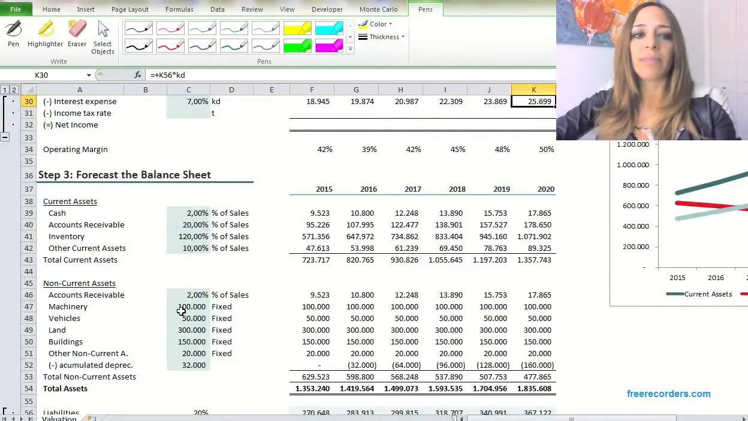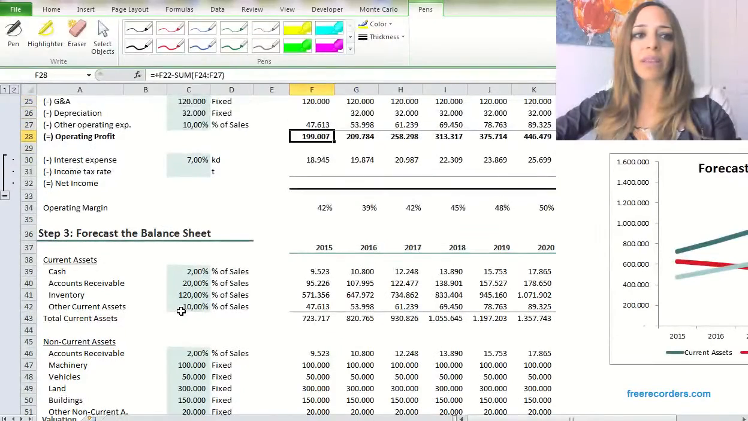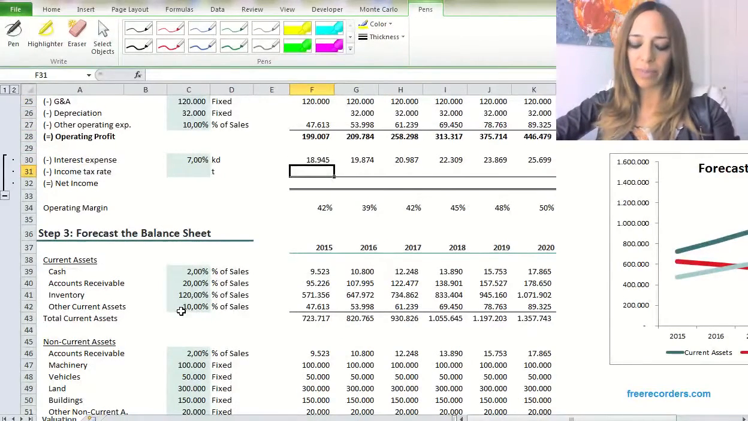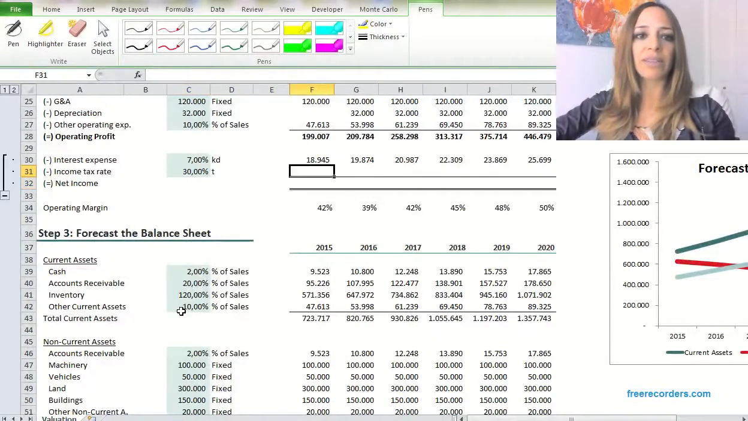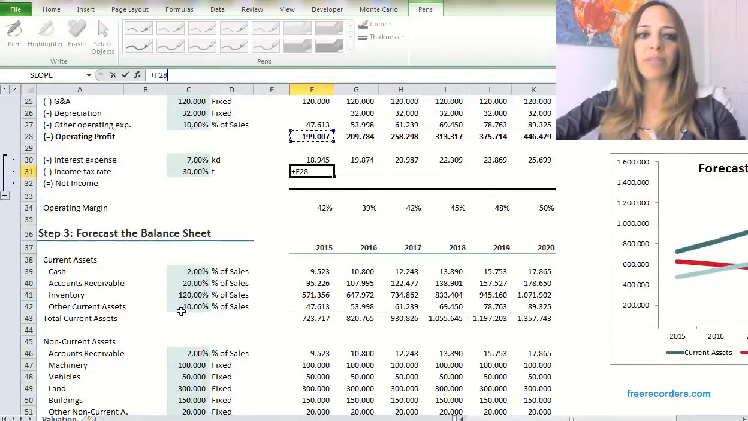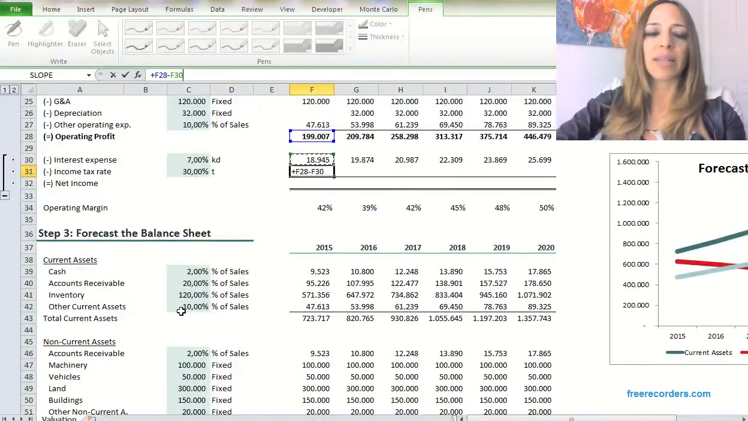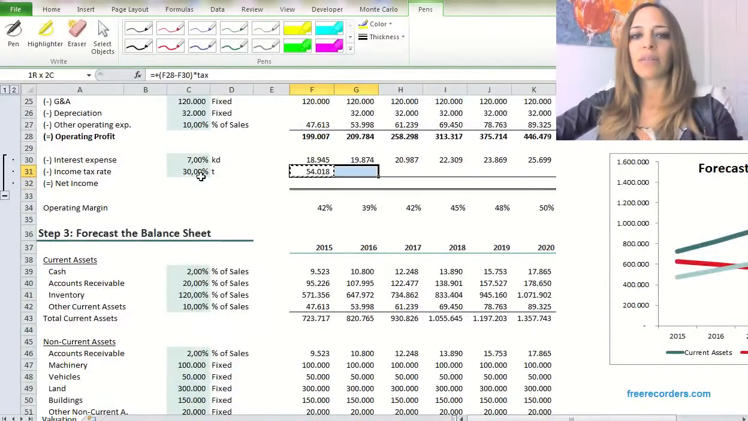Then how much tax will we pay? If here the income tax rate is 30%, the forecasted, the marginal income tax rate. Remember that these are forecasted cash flows. If the income tax rate is 30%, then we need to calculate operating profit minus the deductible interest expense times the tax rate. So this is the tax we expect to pay each year.